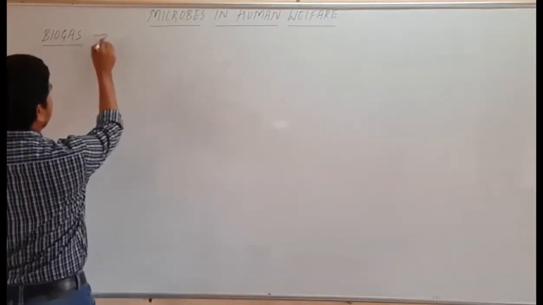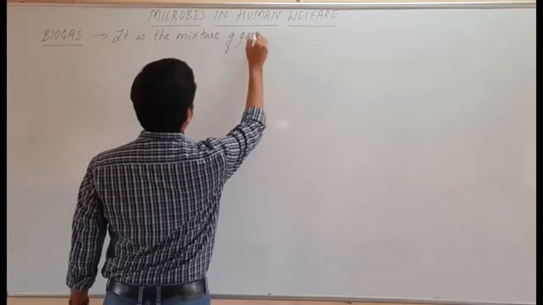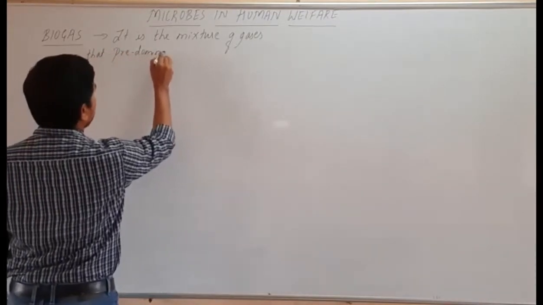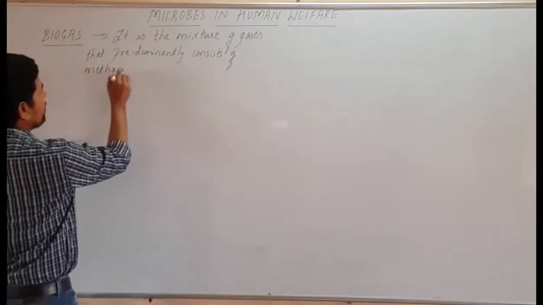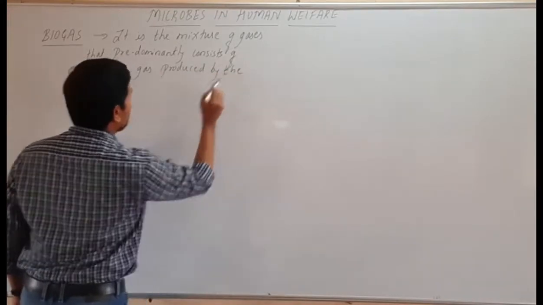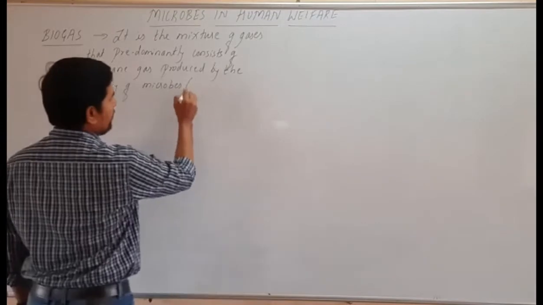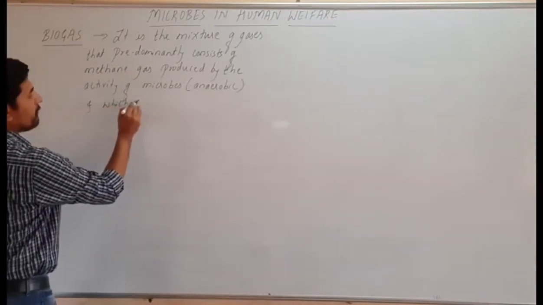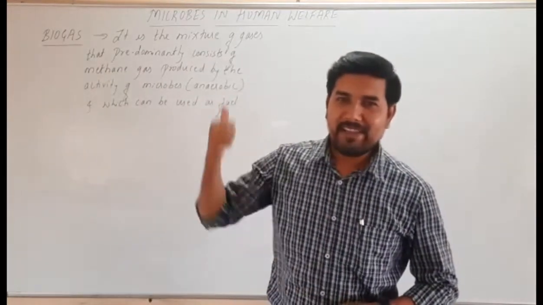So biogas, it is the mixture of gases that predominantly consist of methane gas, produced by the activity of microbes, especially anaerobic, and which can be used as a fuel. So this is the definition for the biogas.